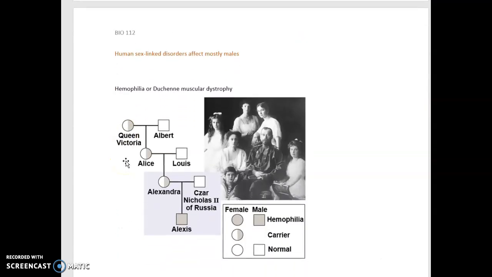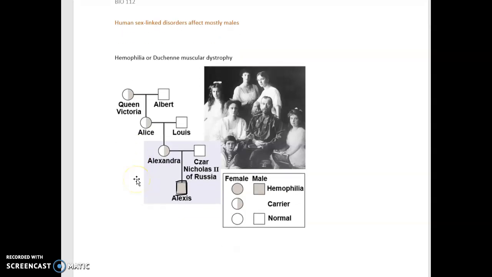So in humans, sex-linked disorders mostly affect males because we have that shortened Y. And one of the most famous examples is Queen Victoria. She had a mutation on her X chromosome, and she then passed that gene on to her children and eventually on to little Alexis here, who was supposed to inherit the throne in Russia and was very ill with hemophilia.